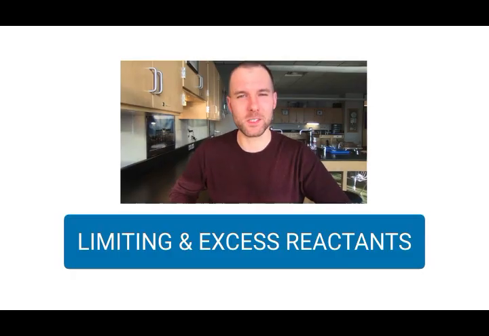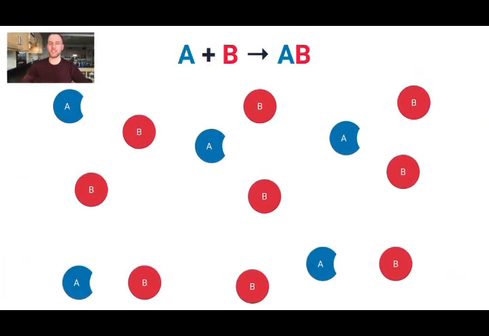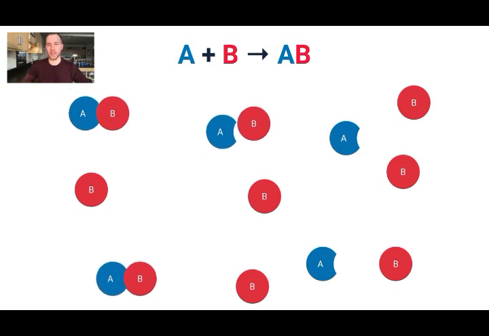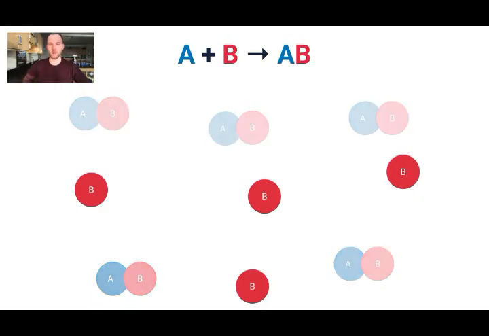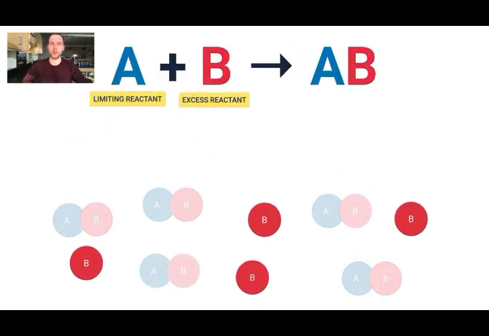So let me show you this visually. Let's say I had this generic equation, A plus B makes AB. And I've got all these A's and B's on the screen here. Let's say this is in a beaker. This reaction starts to take place and AB starts being formed, but then it stops right here. And that's because there's no more A to react. I have plenty of B left over. In fact, we'd call this our excess reactant, and A would be called the limiting reactant.